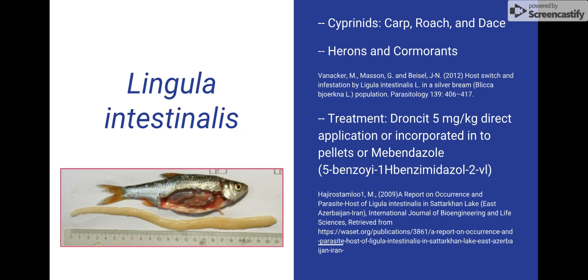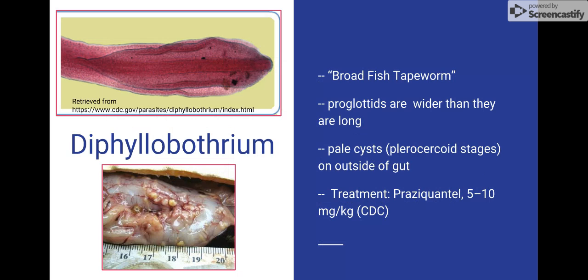And the treatment for this includes praziquantel at 5 milligrams per kilogram, or you can feed your fish a pellet form of a dewormer, which is mebendazole. These aren't the only treatments, just some suggestions I found.